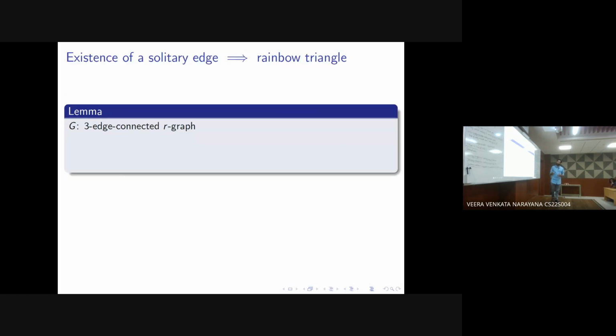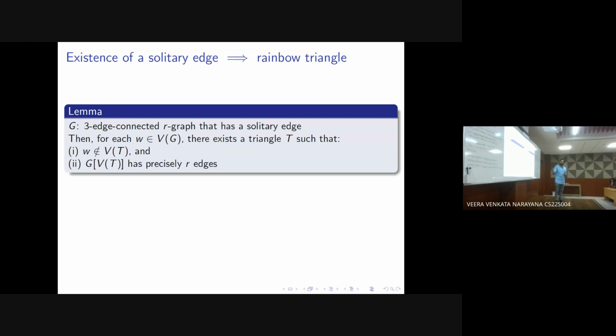Yeah. So we proved the following. If you take any 3-edge-connected r-graph that has a solitary edge, then for each vertex in the graph, there exists a triangle such that the vertex is not in the vertex set of the triangle, and the graph induced by the vertex set of the triangle has precisely r edges. In other words, the number of edges going outside from the triangle is exactly r.